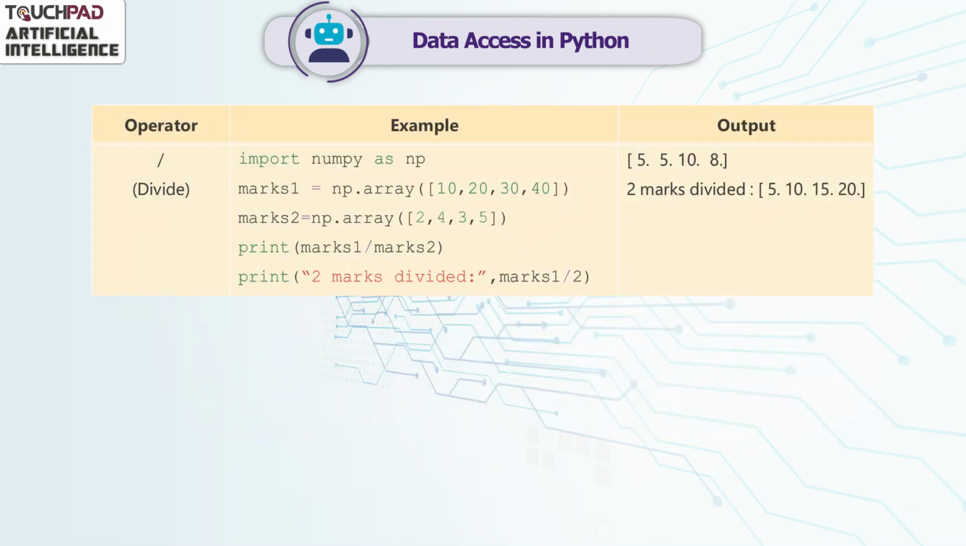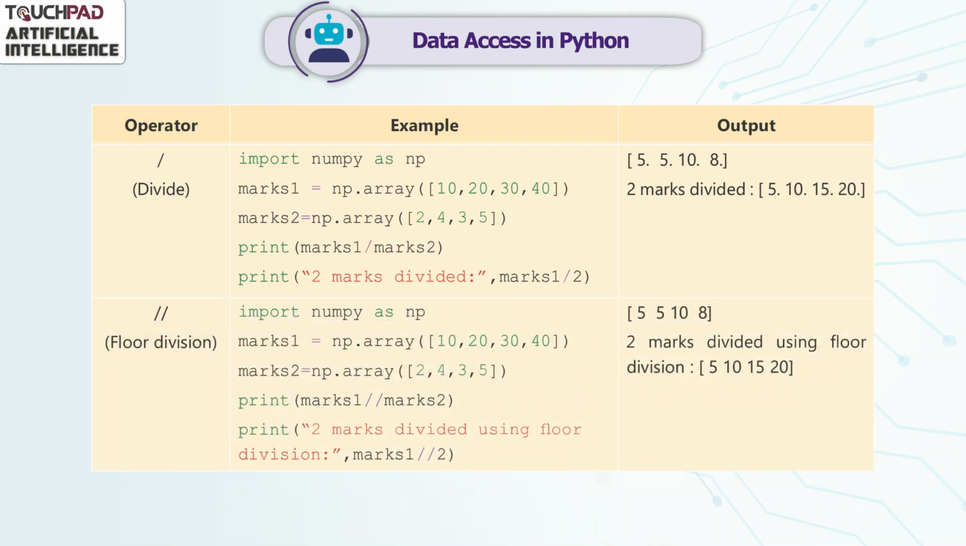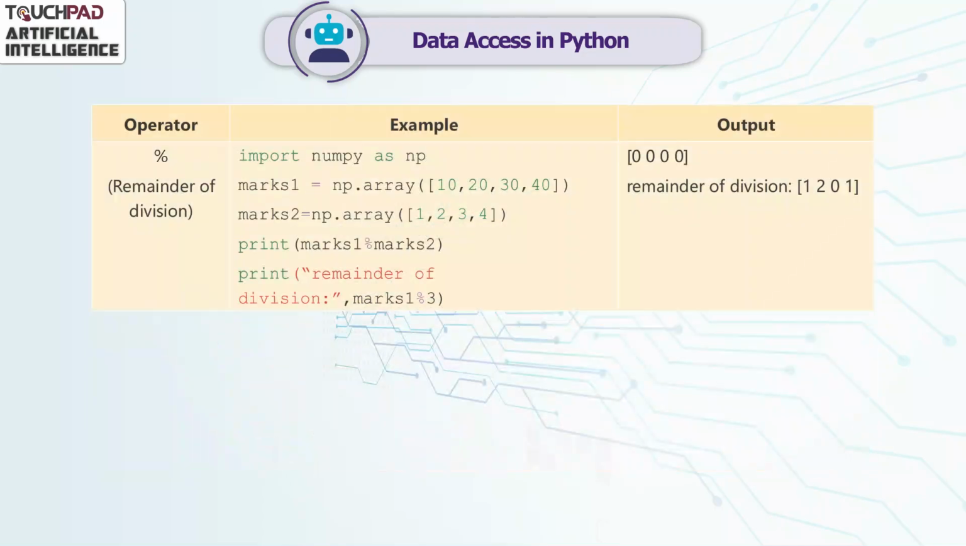Divide: 5, 5, 10, 8. 2 marks divided: 5, 10, 15, 20. Floor division: 5, 5, 10, 8. 2 marks divided using floor division: 5, 10, 15, 20. Remainder of division: 0, 0, 0, 0. Remainder of division: 1, 2, 0, 1.